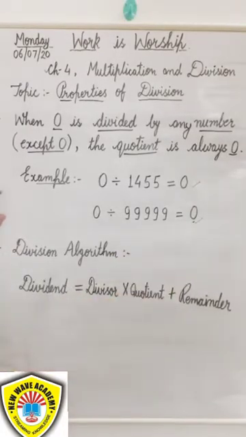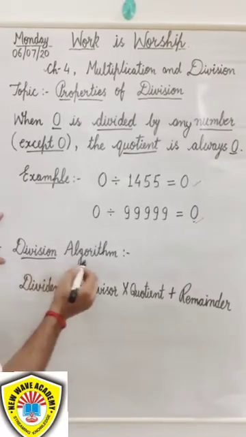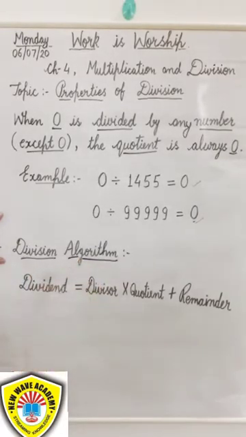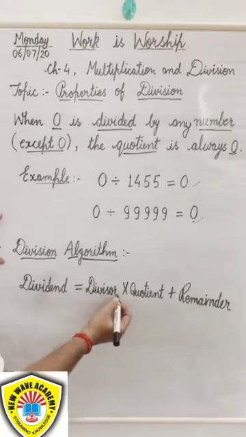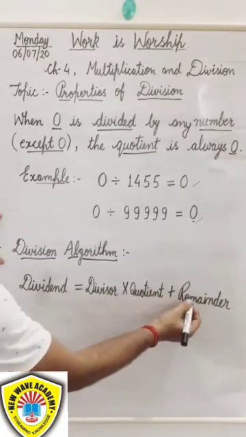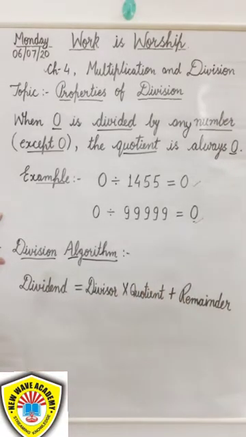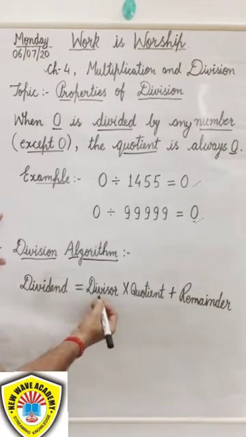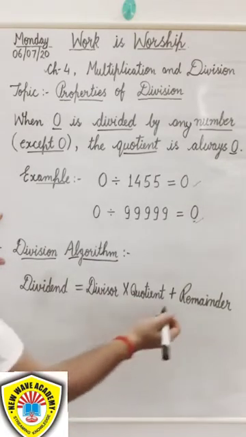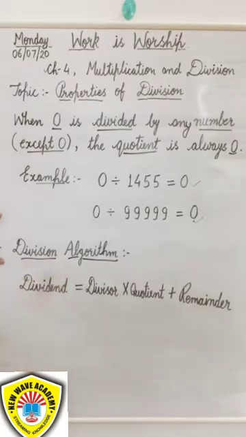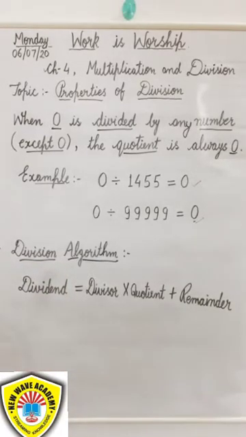Next and last property is the division algorithm, which is very helpful while checking the divisions. And what is the division algorithm? Dividend is equal to divisor into quotient plus remainder. It means when we have to find the dividend, we will always multiply the divisor and the quotient, and after that we will add the remainder to find the dividend. It will become very helpful for us while checking the division.